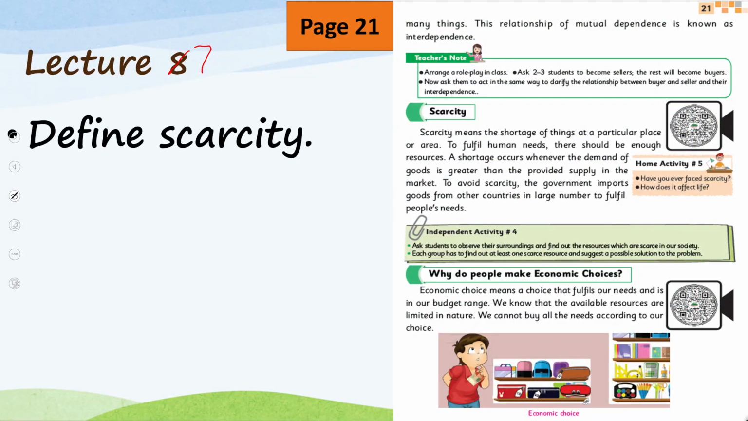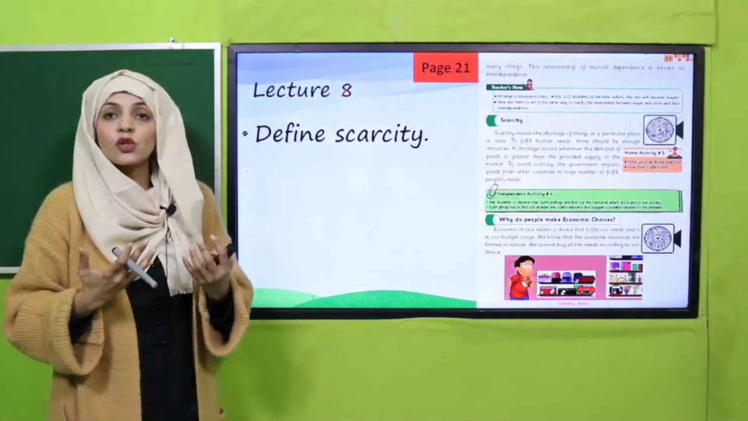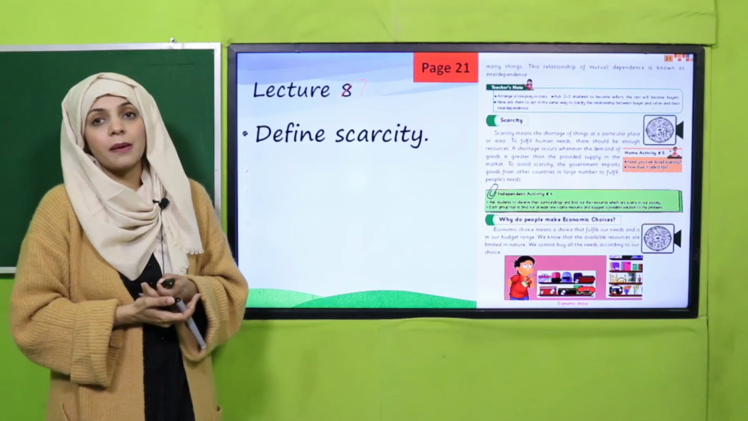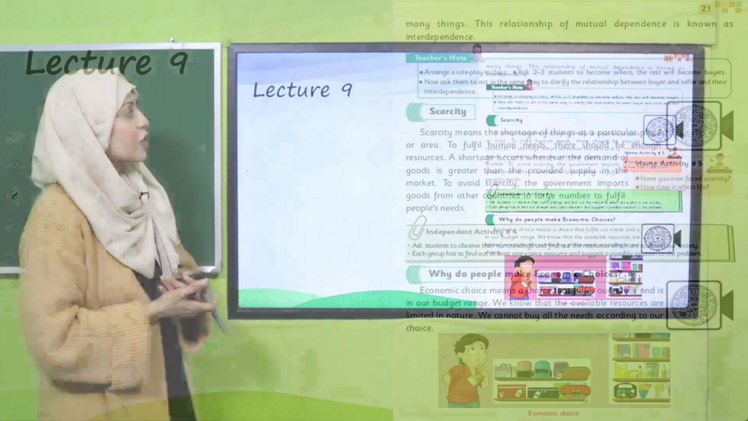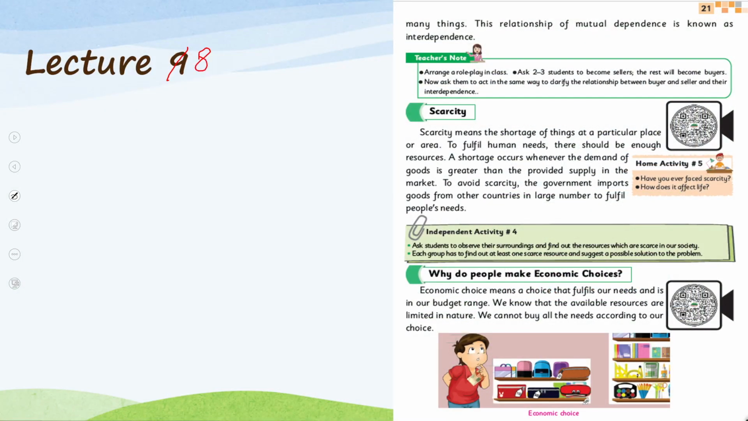And here you will define scarcity. Scarcity is when something becomes less available, and how we fulfill human needs then. We will discuss this in lecture number 7. And then we will move towards lecture number 8.